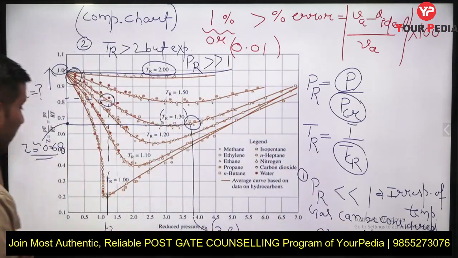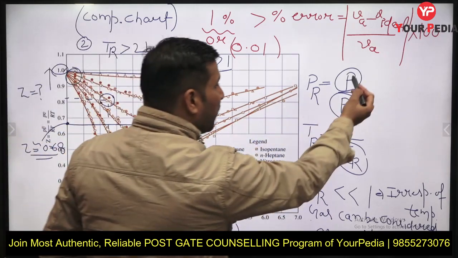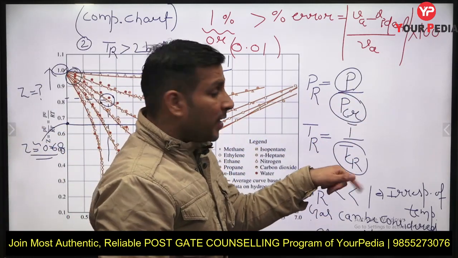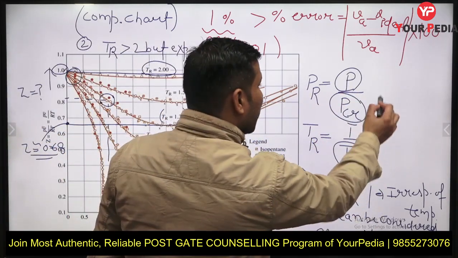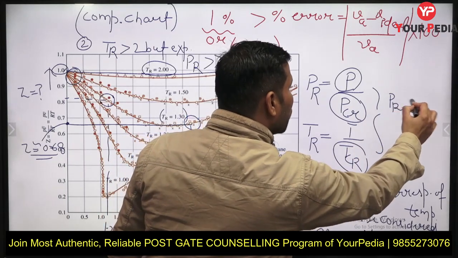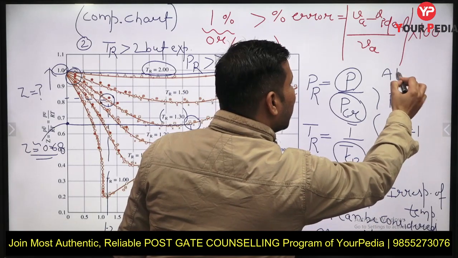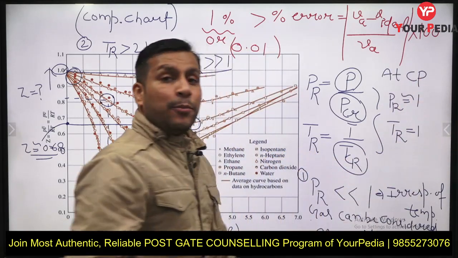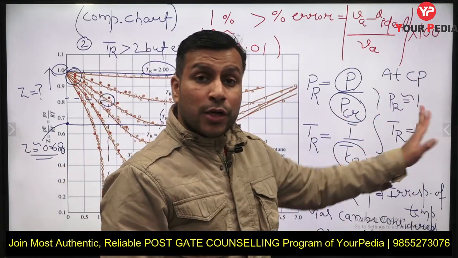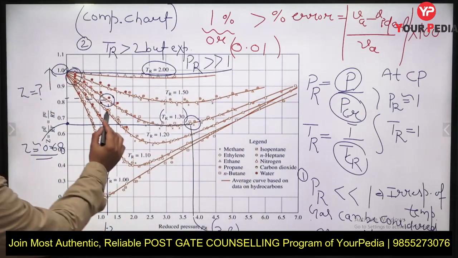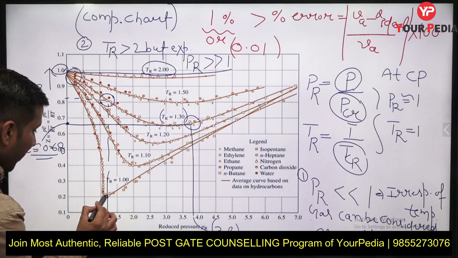Here also, if you can check, if you are having P equal to P critical, T equal to T critical, for example both close to 1, means at critical point, reduced pressure will be 1, reduced temperature will be 1, and you will be somewhere here.